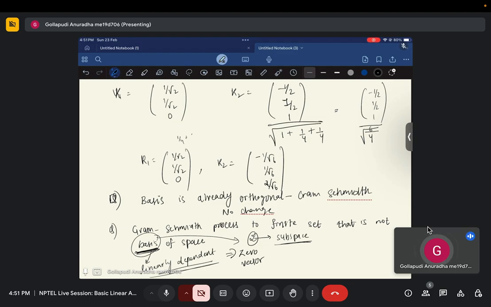I hope I'm clear. Does anyone want me to repeat this? No, the second statement you made is clear, but how are you going to get the zero vector? That is what I am not clear about. Probably we have to prove it. Yeah, we can, like the Gram-Schmidt process.